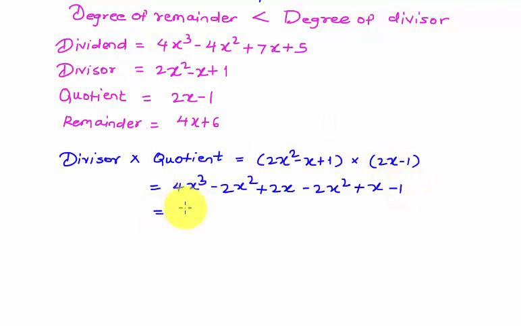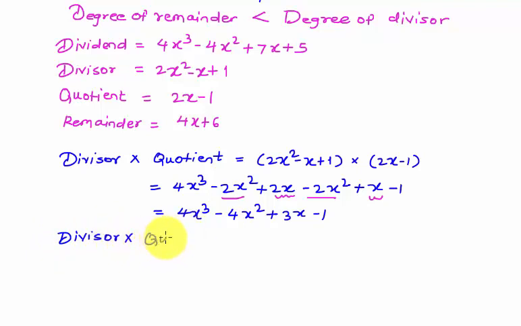Now let's group the terms having same power. So 4x cube will remain as it is. Then minus 2x square and minus 2x square will give us minus 4x square. Then 2x and x will give us plus 3x and minus 1. So let's add remainder to this expression. So divisor into quotient plus remainder.